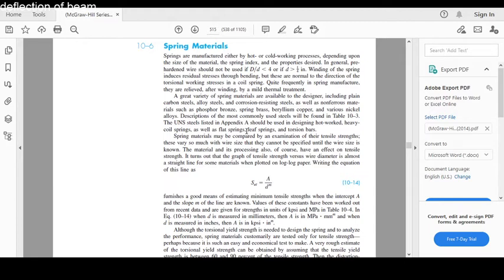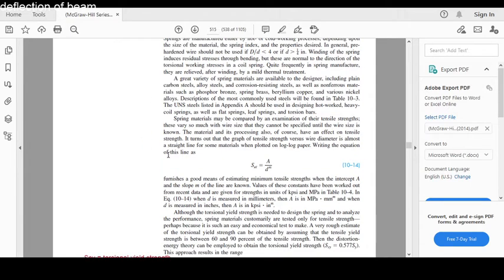UNS steels listed in Appendix A should be used in designing hot work heavy coil springs, as well as flat springs, leaf springs and torsion bars. Spring materials can be compared by examination of their tensile strength. This varies so much with the wire size that it cannot be specified until the wire size is known. The material and its processing also of course have an effect on tensile strength.